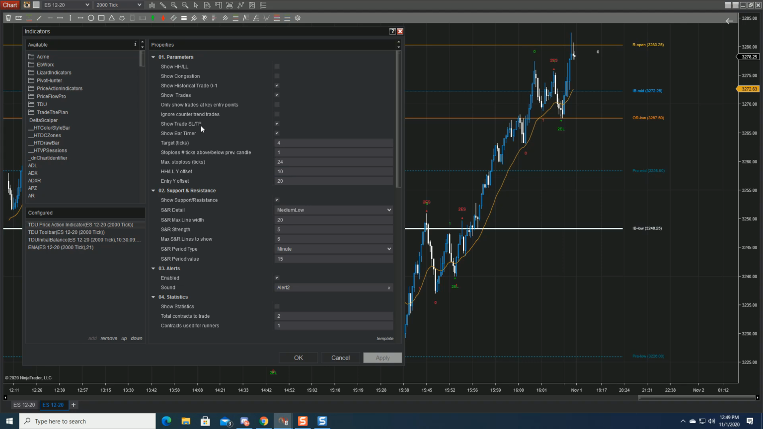So I want to see a stop loss and I want to take profit target. I want a target of ticks. Now this is variable. You can set this. I have this currently set for demonstration purposes with an initial target of 4 ticks.